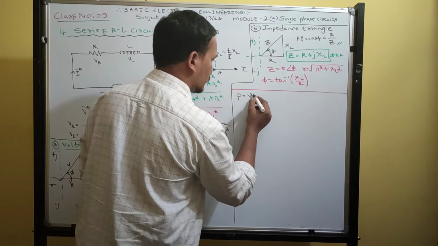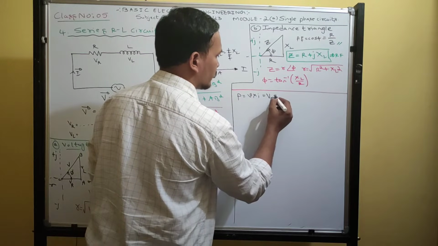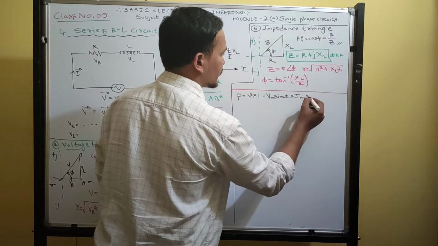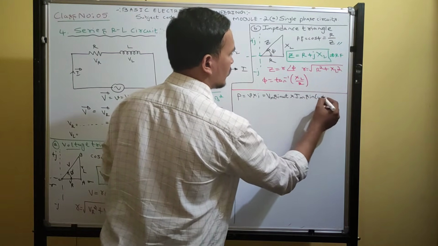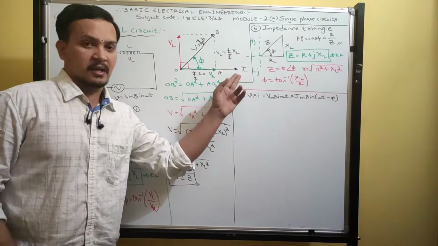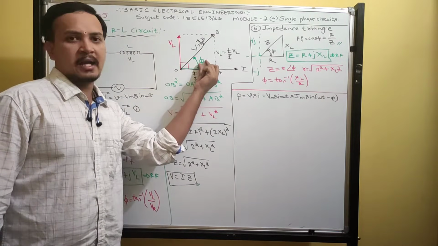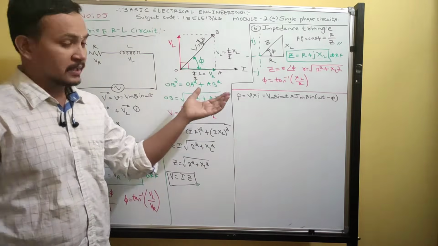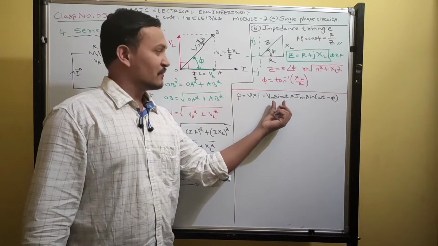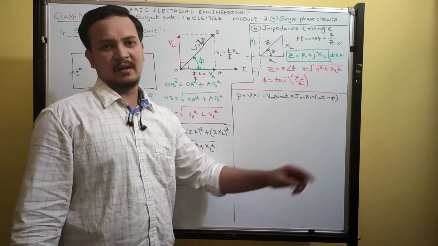What is the power equation? Voltage into current. What can I write for voltage? Vm sin omega t, into what is the current? Im sin of omega t minus phi. See, I had written the reference current here. With respect to current, what about voltage? Voltage is leading by this angle phi. But in the derivation, what did I do? I took the reference as voltage.